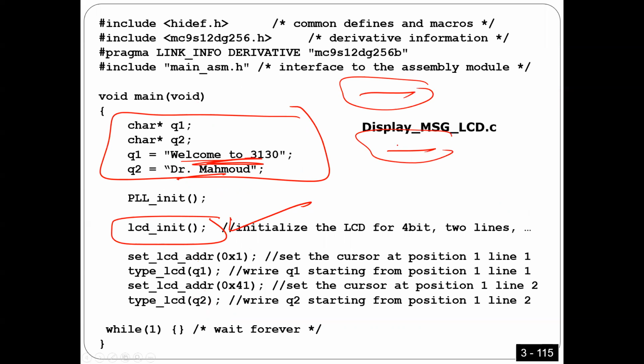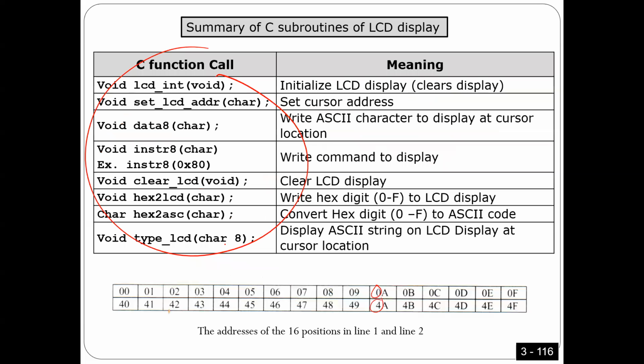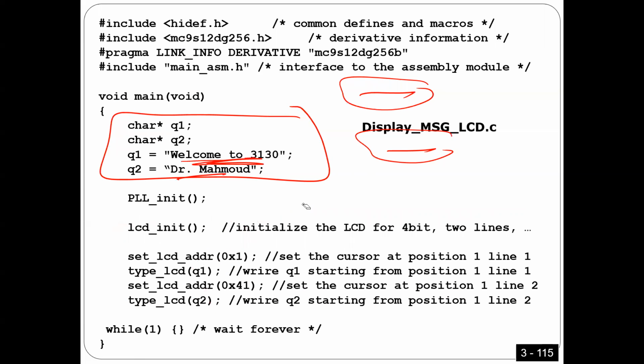Then, for some reason, I want to start from location number 1, not 0. If you want to start from 0, you don't need to do anything, because when you do the initialization, it automatically goes there. But anyway, for some reason I want to start from here, that's why I'm going to call this function. That's what I did here.